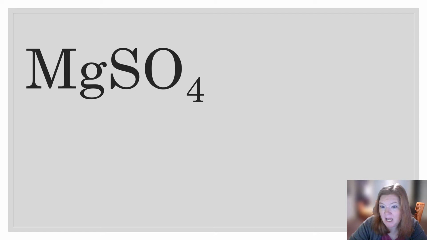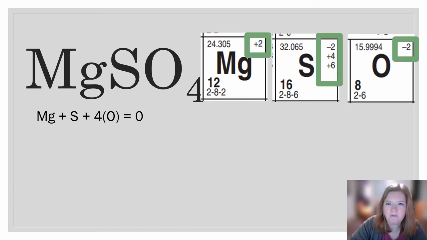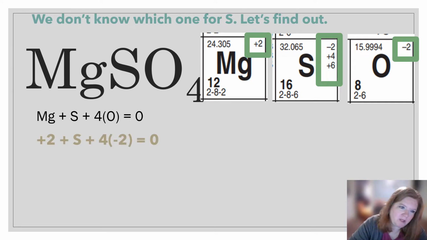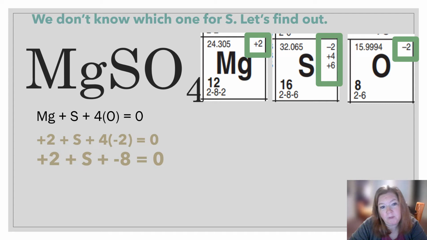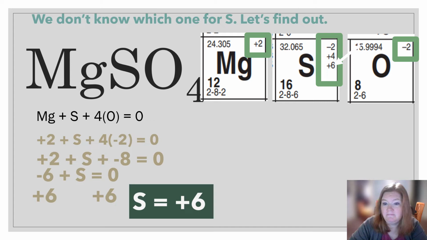Remember that sometimes we have to figure out the oxidation state. So we set up the equation, but we don't know which one for S, so we plug in what we know, we multiply out, we combine like terms, and then we add 6 to both sides, and we get the oxidation state, okay?